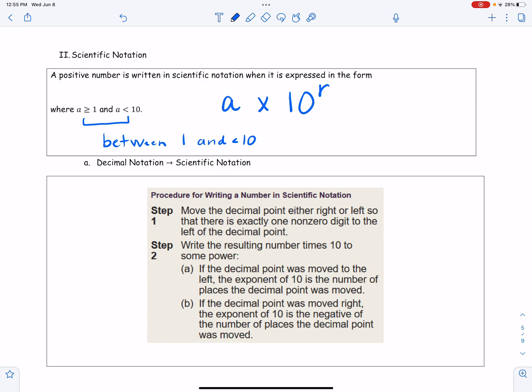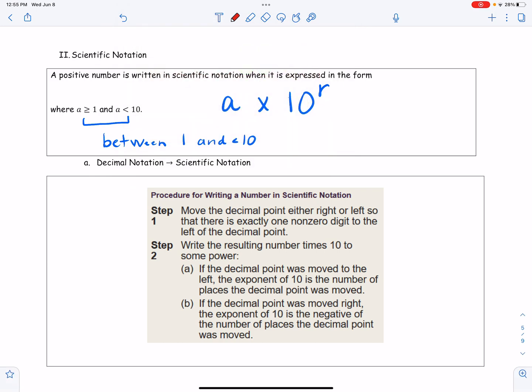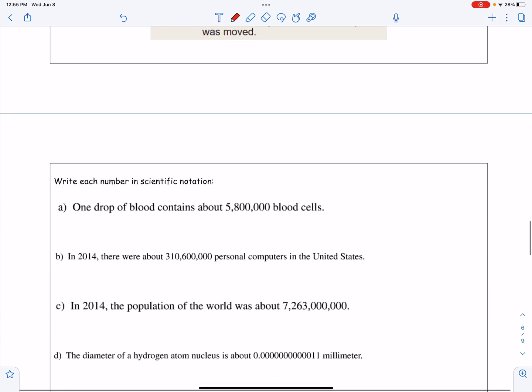All right, so you'll see our steps here. To write a number in scientific notation, the first thing we're going to do is move the decimal so that there is exactly one non-zero digit to the left of the decimal point. Okay, so let's go ahead and do this in our first example.